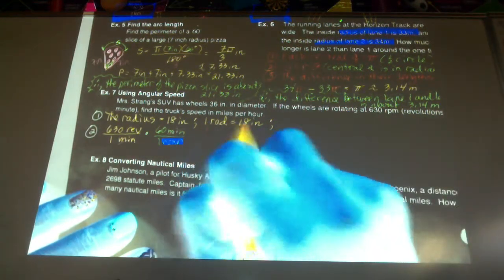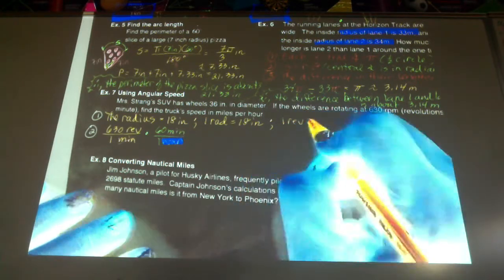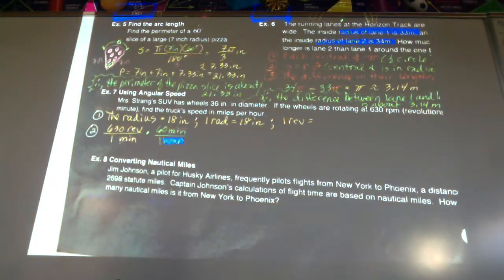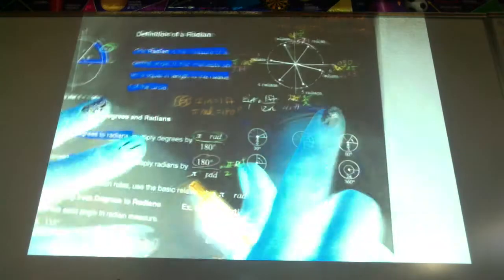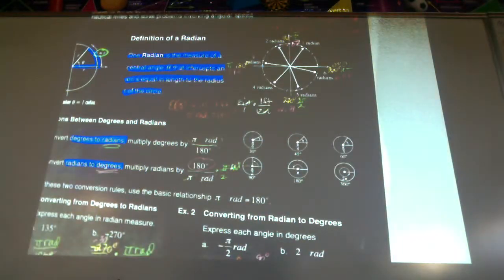And bear in mind we have this conversion in radians. So 1 revolution is equal to how many radians? Well, 1 entire revolution around the circle, so let's go around our circle. So here's our circle. I go all the way around the circle. How many radians is 1 full revolution around a circle?